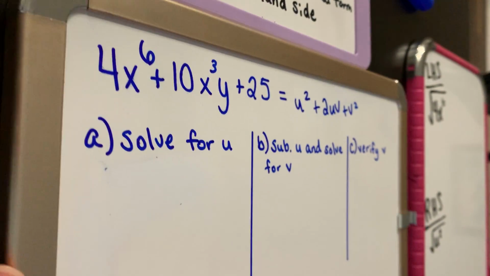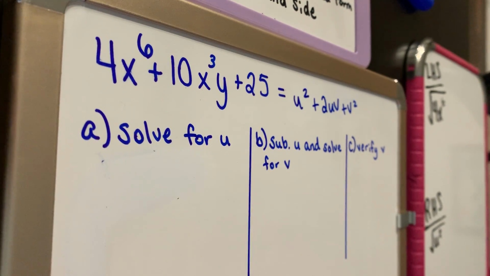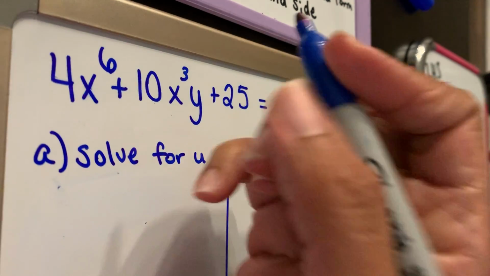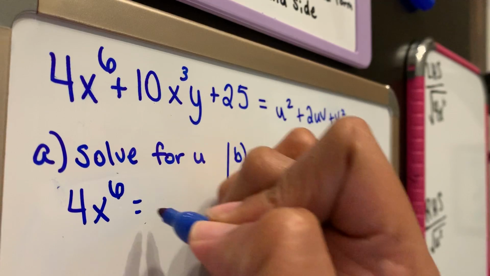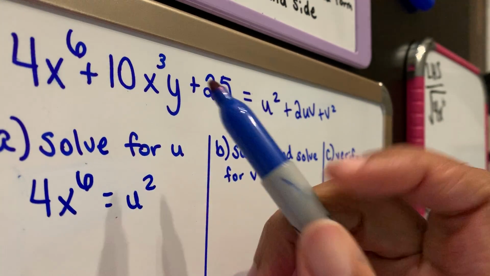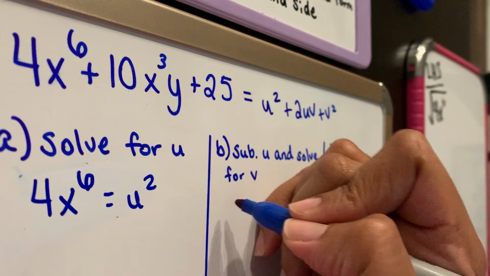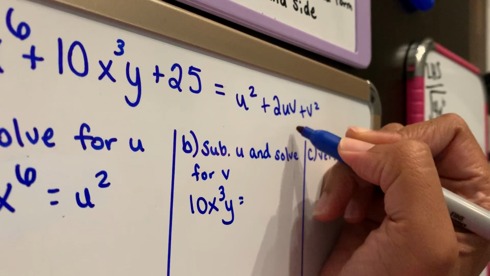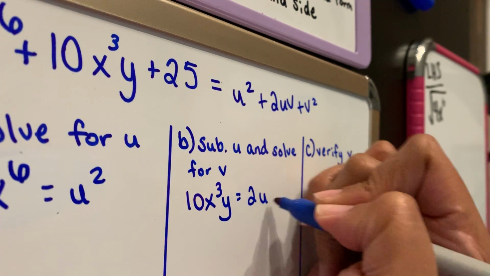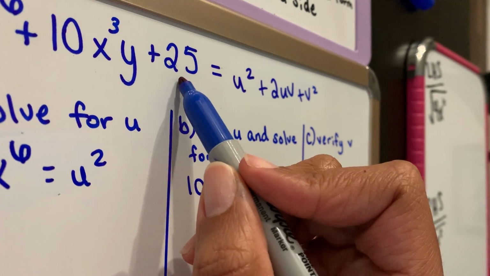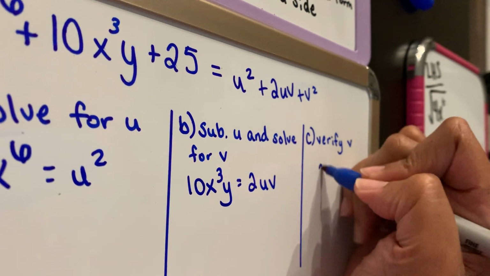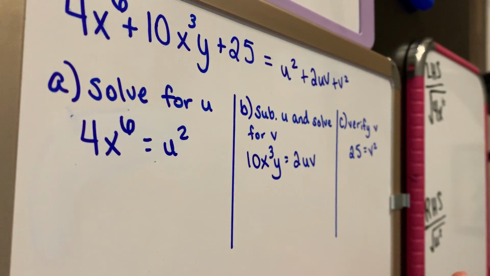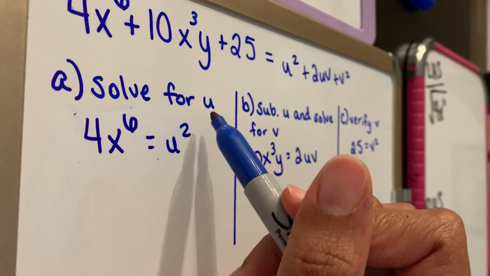All right, so we're going to do 3 things. We're going to set 4x to the 6th power equal to u squared. And then we're going to set the middle terms equal to each other. So 10x cubed times y equals 2uv. And then we're going to set the last terms equal: 25 equals v squared. For part A, we want to solve for u.